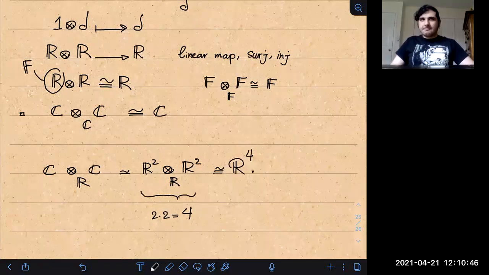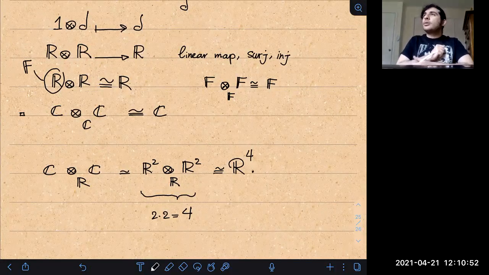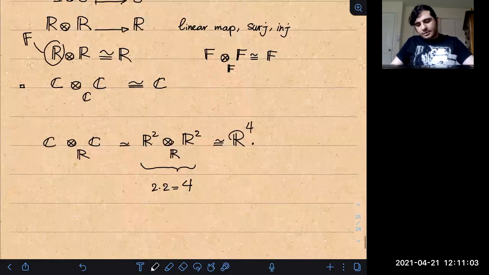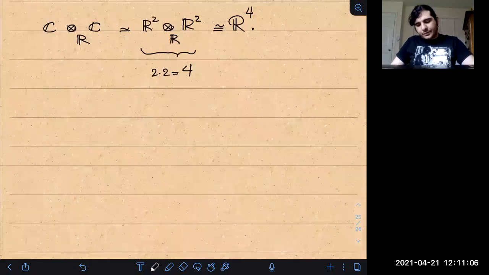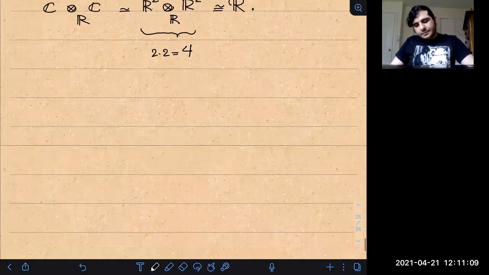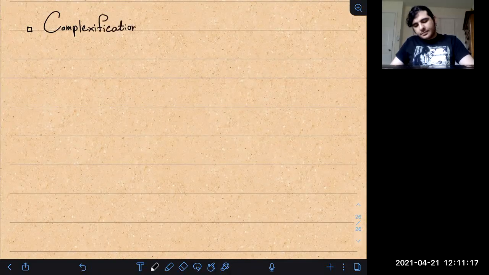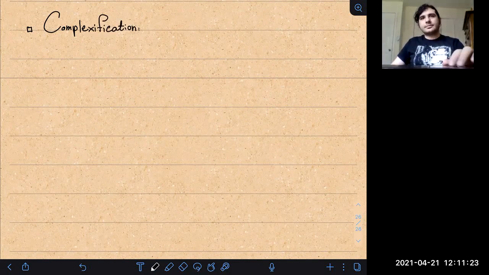Right? Okay. So there are slightly more complicated questions about computing the tensor product. I'm not going to continue in that direction here. I want to go more towards what is called complexification. Is there any question about tensor product? Okay.